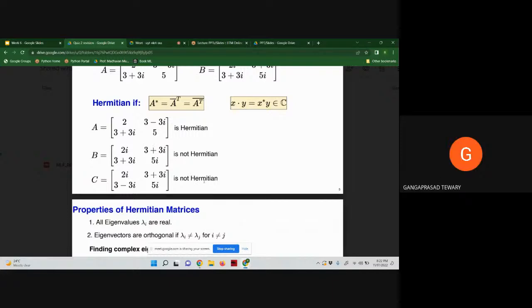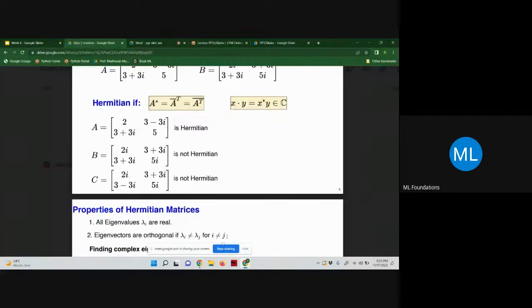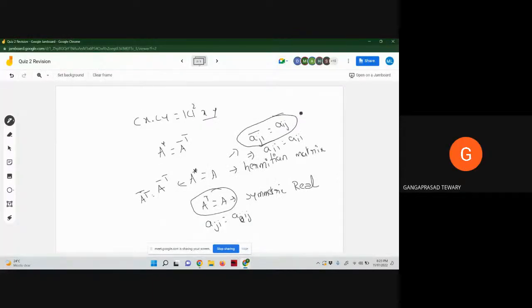The basic idea is that this is the only rule that should be followed: Aij conjugate should be equal to Aji. This is the only rule. But based on this rule, we can say that the diagonal elements will be real. There is only one rule. So the diagonal part is clear, sir.